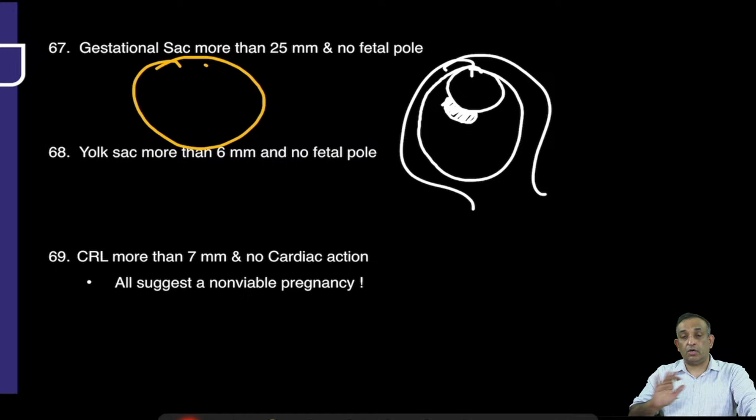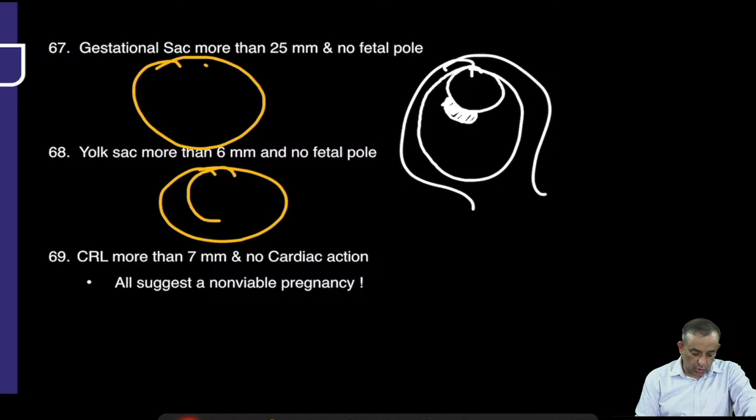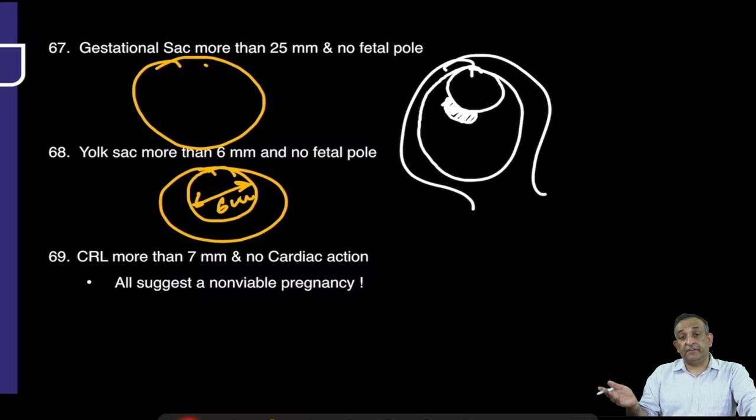Now, you see a gestational sac and you see a yolk sac which is more than 6 millimeters. This, without a fetal pole, is also not going to survive. So a normal yolk sac is 4 to 5 millimeters, and more than 6 millimeters is a very big yolk sac, and that is not a healthy yolk sac. So that means this pregnancy is not going to survive.